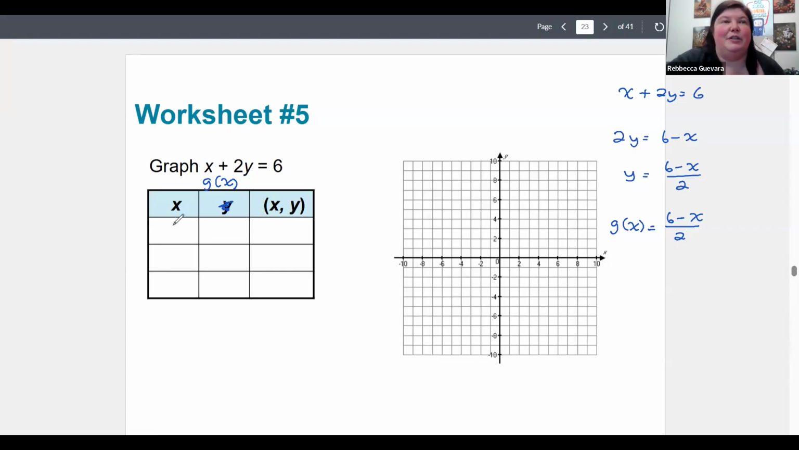So let's pick some things to put in here. Let's say x is 0. Or sorry, x is 6. Let's use 0, and think of something else to use. Not -6. We'll use 2. Let me put those in order: 0, 2, and 6. I'm looking for my y. I'm actually asking for what is g of 0? Well, that's going to be 6 minus 0 over 2, or 6 over 2, which is just 3.